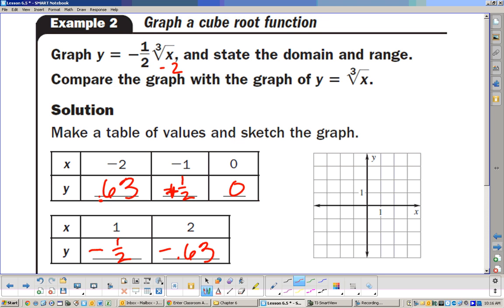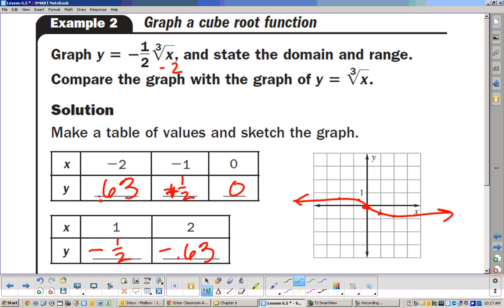When I go to graph this and I go 0, 0, okay, that's fine. -1, +1/2, well, that's going to be really close right there. And -2, +0.63, that's a little bit higher. Now I go the other way, +1, -1/2, +2, -0.63. So I guess it gets the job done. You're just going to have a calculator to get those ugly numbers. All right, so here's the graph right there. It's an S-curve.